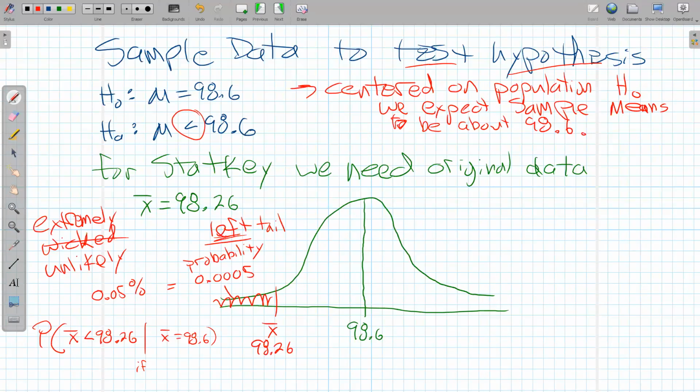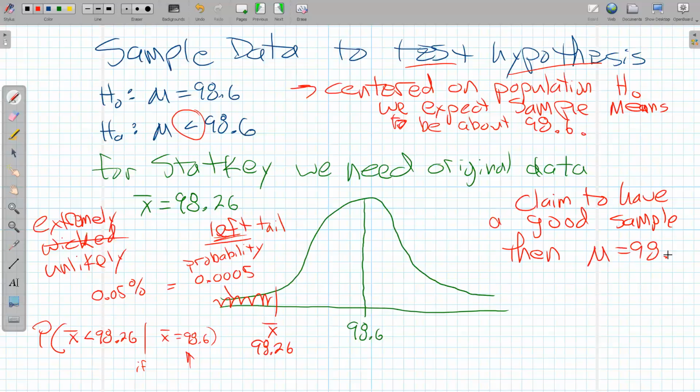Extremely unlikely. So one of two things, like that shouldn't happen. That's like hitting the lottery almost. So one of two things is wrong. Either this is incorrect, I shouldn't have made that assumption, or I've just got a really unusual sample. Okay, the claim here is to have a good sample. So if the sample isn't the problem, then that mu equals 98.6 is the problem. It's questionable.